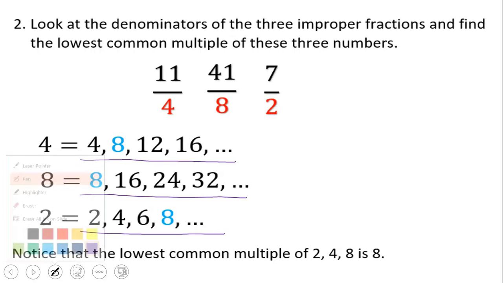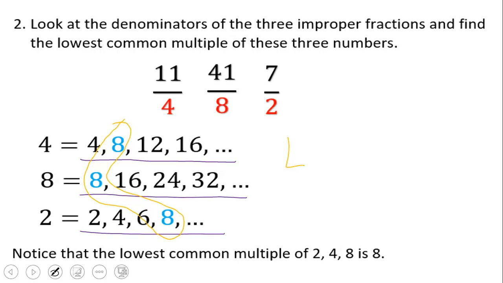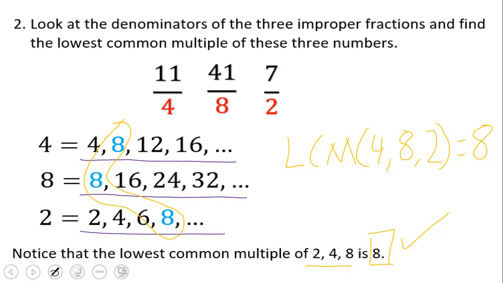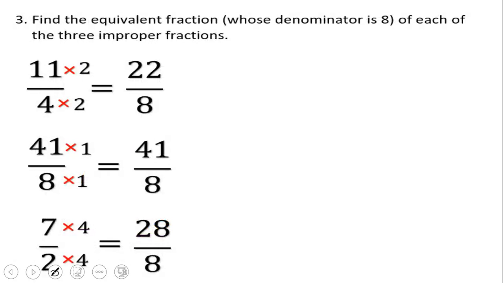And that is indeed 8. So 8 is the LCM. The LCM of 4, 8, and 2 is indeed 8. Awesome. Let's move on to the next step.